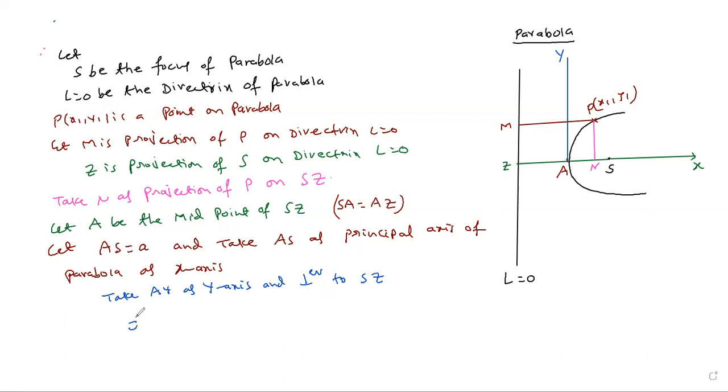So that implies A is automatically (0,0). The point where the x and y-axes meet is the origin. And AS is equal to A. S is a point on the x-axis, therefore you can say S is (A,0). So A (0,0) is the vertex of the parabola. S (A,0) is the focus of the parabola.